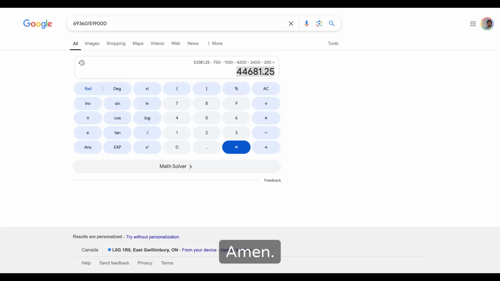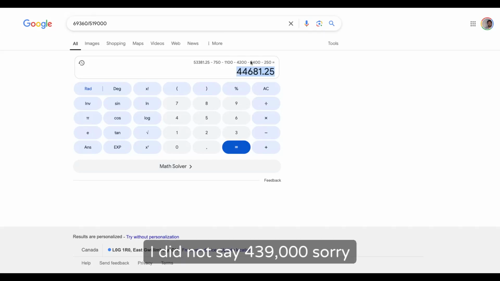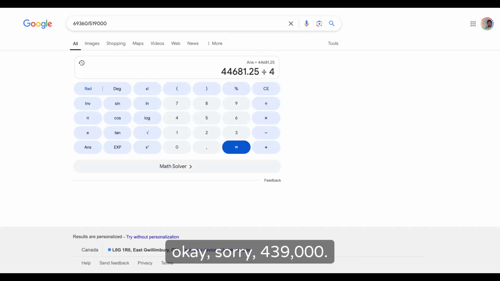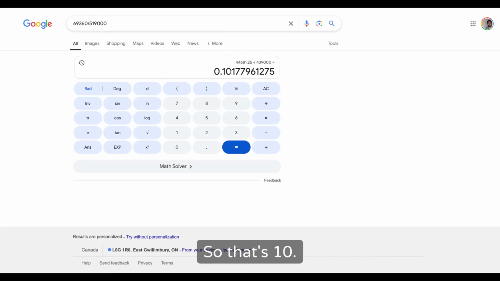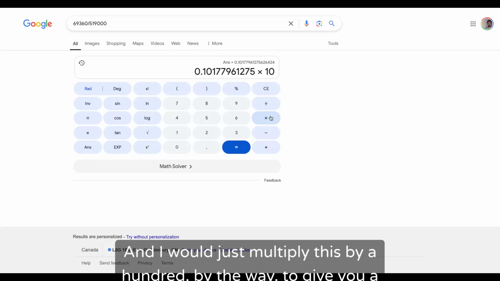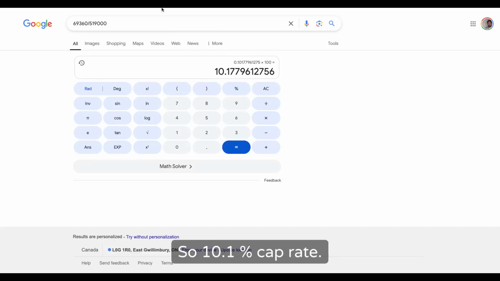Hey man, okay, crunch the numbers. What's the price? Dude, I need the price. What are you waiting for here? I'm waiting here. I got the NOI. Crunch the numbers. What's the price? I didn't say 400. Okay, sorry, 439,000. So it's a 10 cap, just over 10. I would just multiply this by 100, by the way, to give you a number. So 10.1% cap rate.